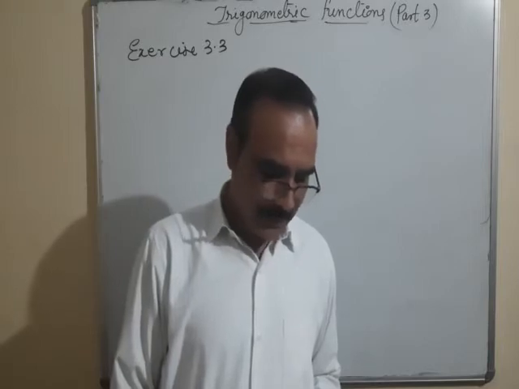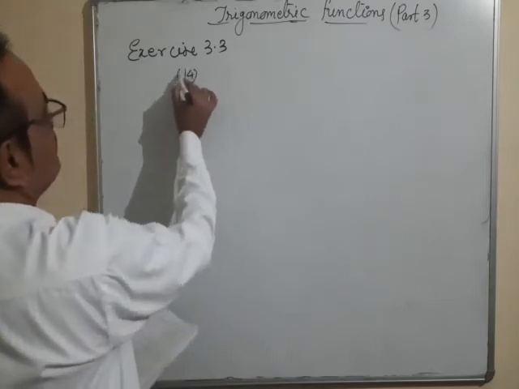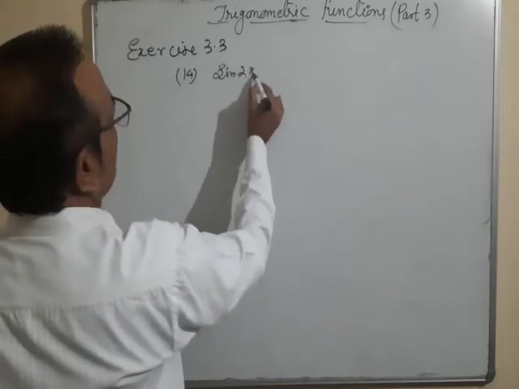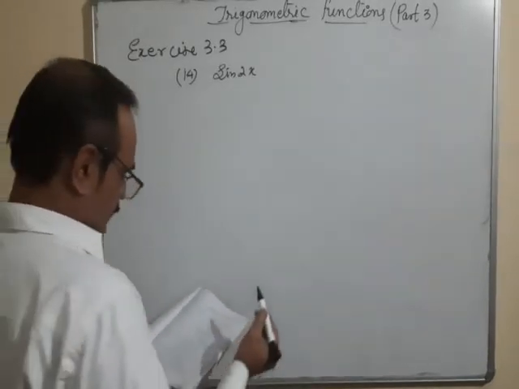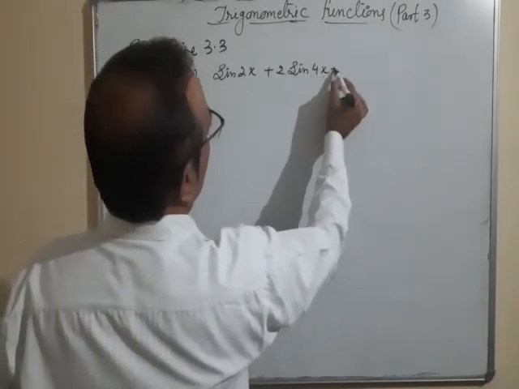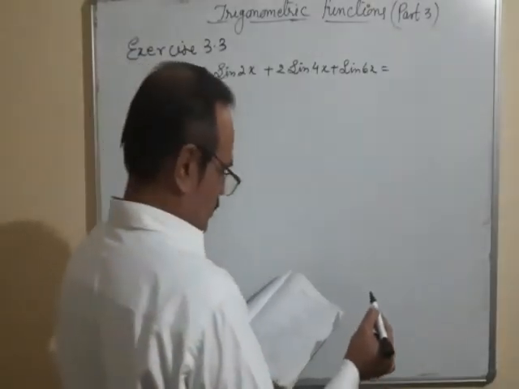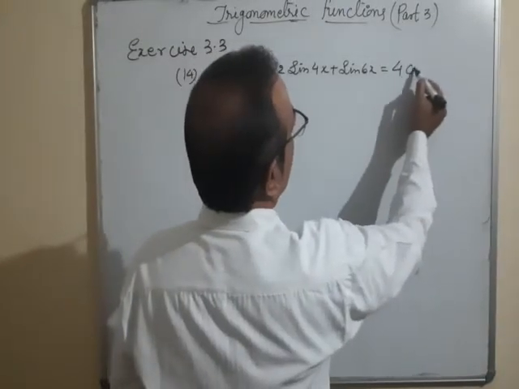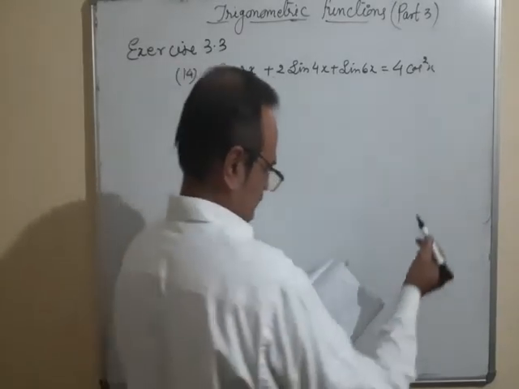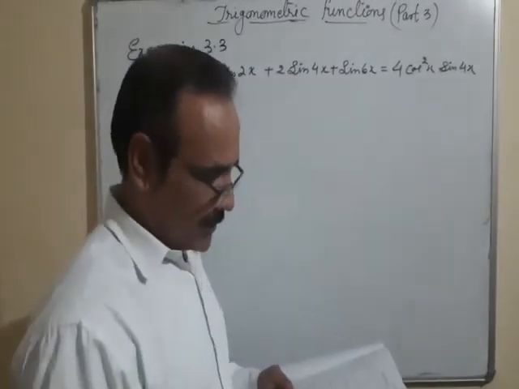Now I want to take question number 14. Sin 2x plus 2 sin 4x plus sin 6x is equal to 4 cos square x into sin 4x. 4 cos square x into sin 4x.